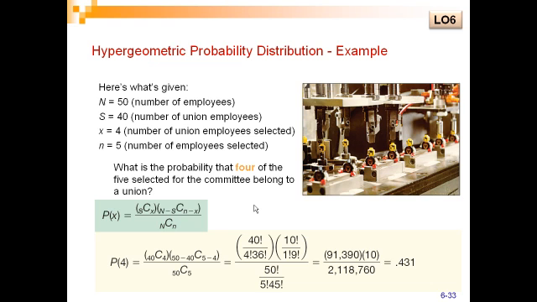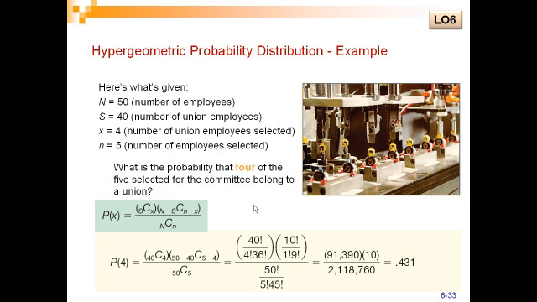The population in this case is the 50 assembly department employees. An employee can be selected for the committee only once. Hence, the sampling is done without replacement. Thus, the probability of selecting a union employee, for example, changes from one trial to the next. The hypergeometric distribution is appropriate for determining the probability.